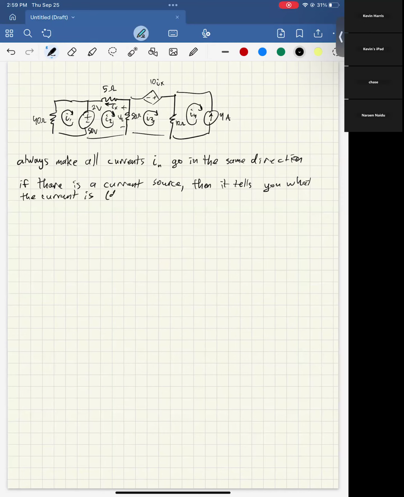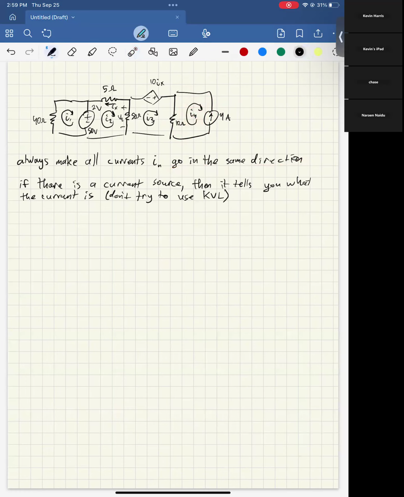Like, so don't try to write an equation. Don't try to use KVL, right? So what I mean by that here is that if you look at this rightmost loop, we've defined I4 as the current flowing around here in this direction. However, there is a current source pointing up here, which is telling you that along this branch, we have 4 amps flowing that way. Of course, since I said make them all go into the same direction, we're still going to call I4 going that way.